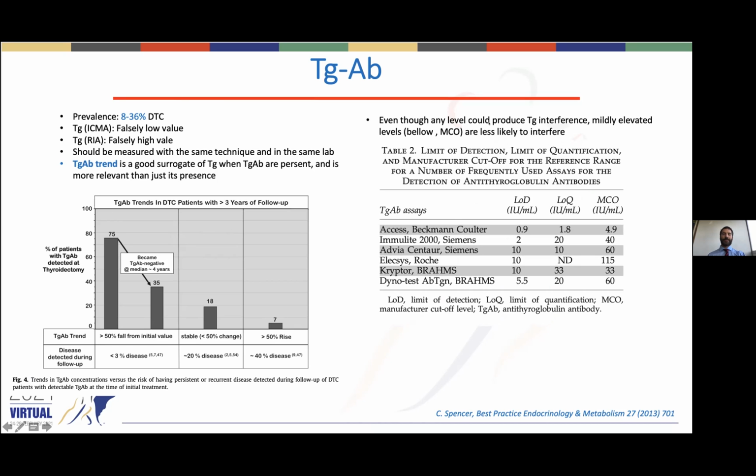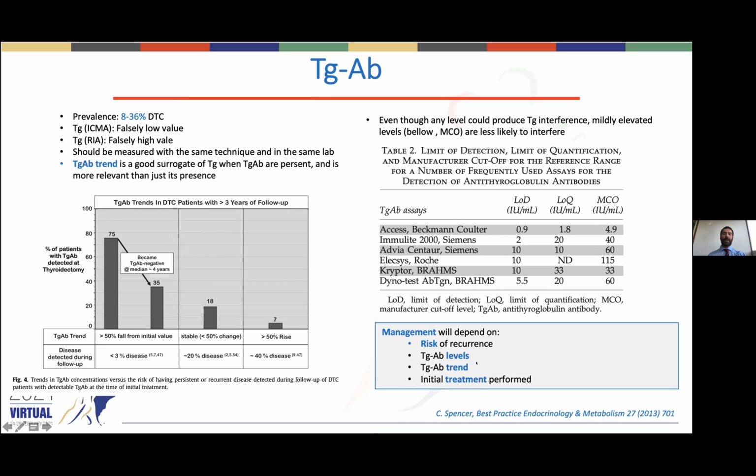Also, it is important to know that even though any level of thyroglobulin antibodies could make interference with thyroglobulin measurement, mildly elevated levels of antibodies are less likely to cause an important interference. And this was also shown by this interesting paper, where they showed that when the thyroglobulin antibodies are mildly elevated, below the manufacturer's cutoff level, the likelihood of having any interference is very low. So it is important to know which thyroglobulin antibody assay we are using in our lab, what the level of detection is, which is similar to the analytical sensitivity, and also what the manufacturer's cutoff level is.